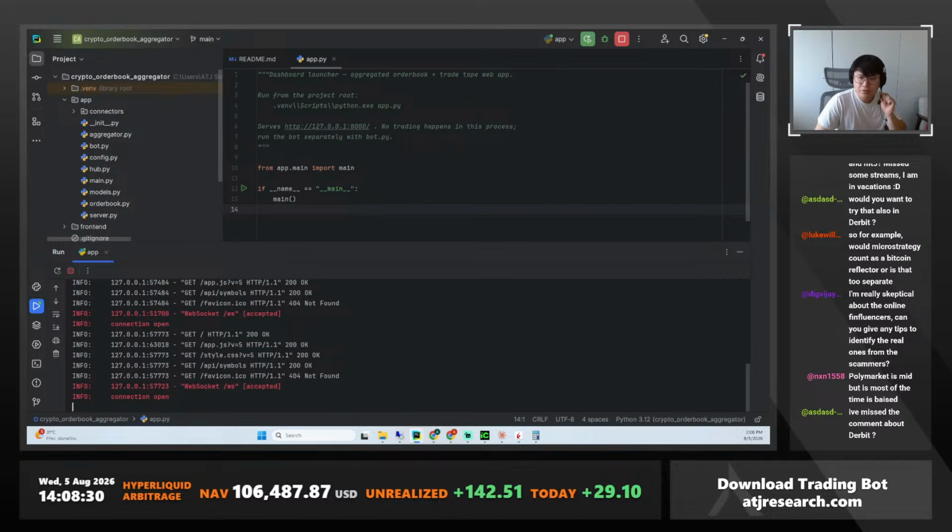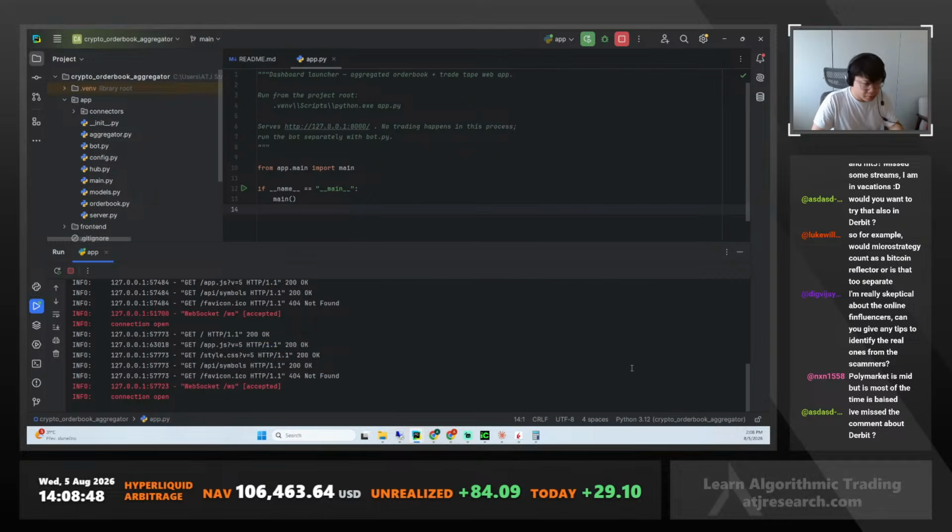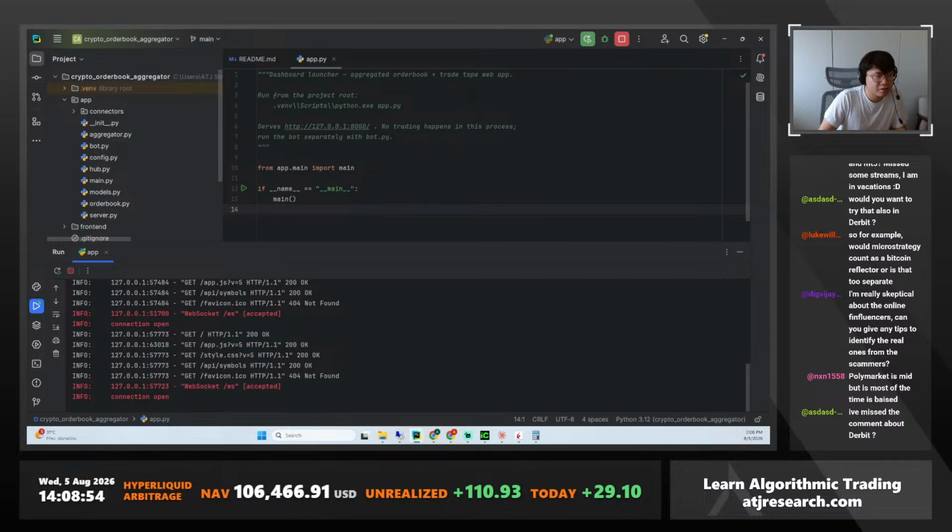So for example, would MicroStrategy count as Bitcoin Reflector or is that too separate? I don't know, with the crypto order book aggregator, I don't have any specific strategies that I can confirm work because I have never traded that, so I can't really answer that.